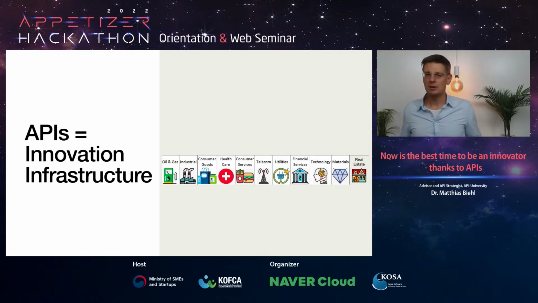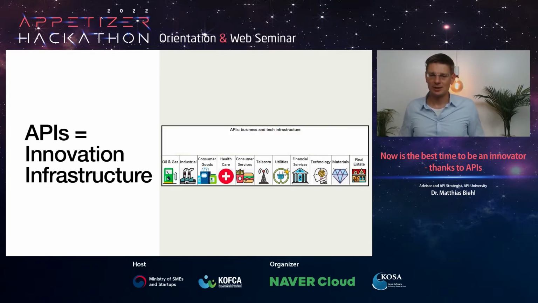So what do I mean with innovation infrastructure? I look at the industry, and you can classify the industry in 11 different categories, right? Different industries, sectors. There you have oil and gas, industrial, healthcare, consumer services, telecommunications, utilities, financial services, technology, materials, real estate. These different sectors are all building an innovation infrastructure.